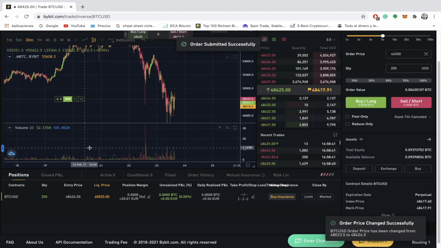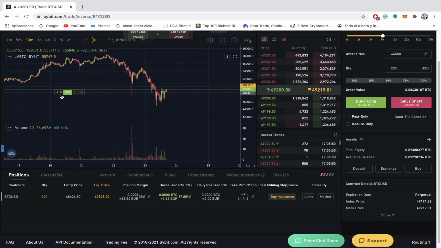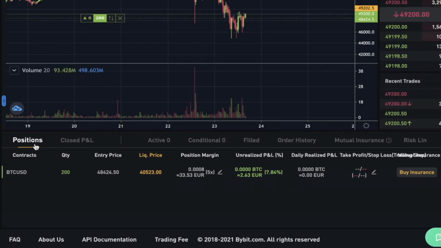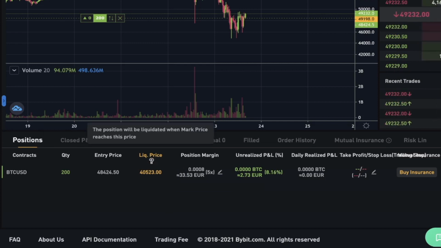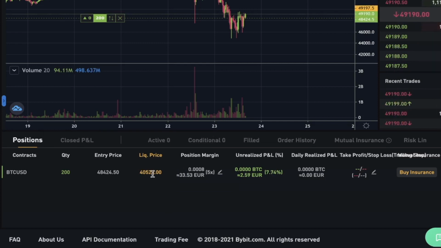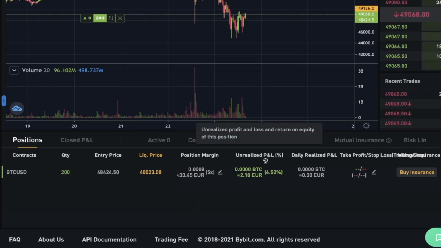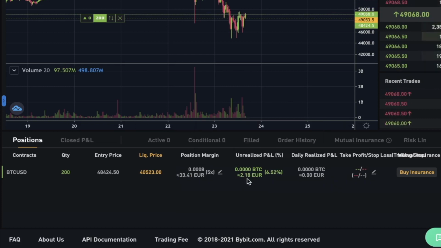So if we go very near to the price, now your trade has been triggered. Down here in position, we can see the trade. You have 200 quantity of contract, entry price at 48,424. Your liquidation price is at 40,523. Your position margin is what you are risking. In this case, it's 33 euros, and your unrealized profit and loss, in this case, is now 2 euros.